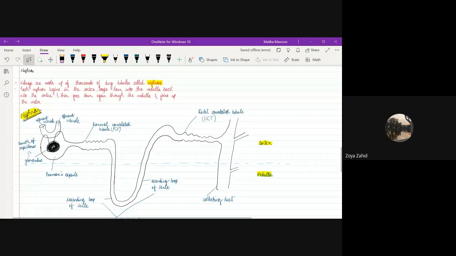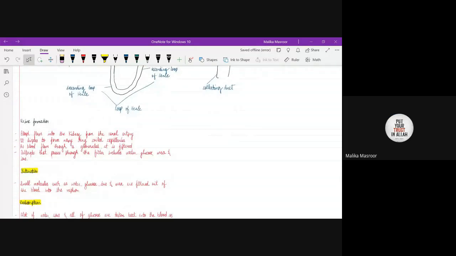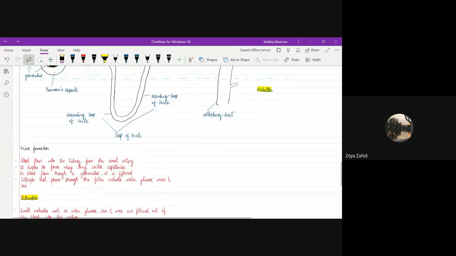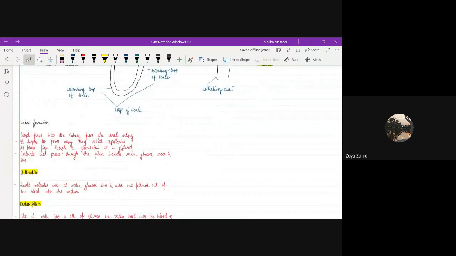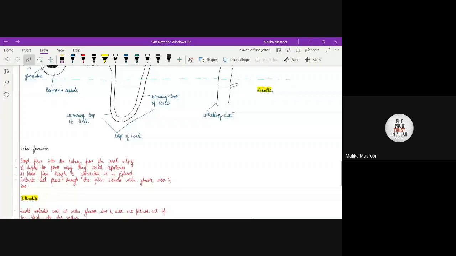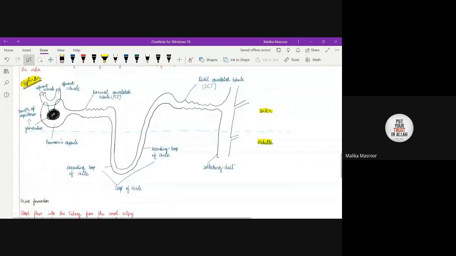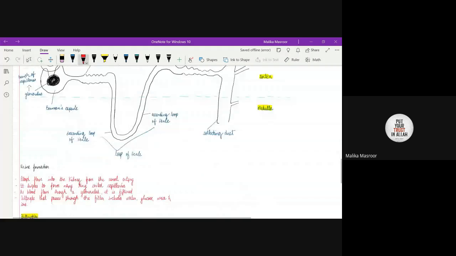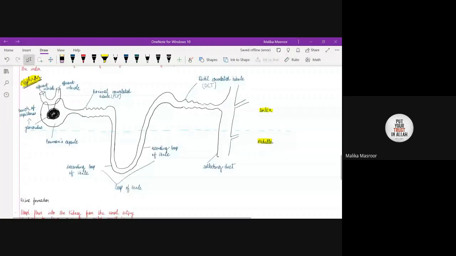Miss, can you explain what you wrote using the diagram? I don't really understand. No, the rest, like filtration and reabsorption, like all of this, what you've written. Okay. See, firstly, we are saying that blood flows into the kidney from the renal artery. Okay, this part. Then I said it will divide to form many coiled capillaries.